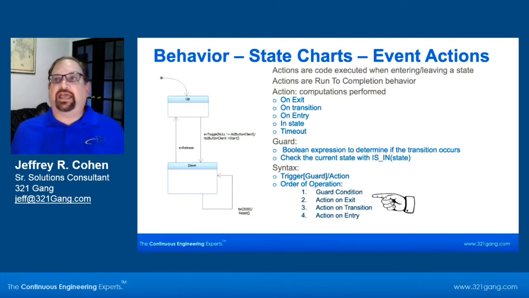You can check within Rhapsody if you're in a state. For example, if you have a more complex transition, and again, I'll show you a couple of these later, you can check to see what state something else is in using that is-in macro. And that can be used in a guard. As a matter of fact, it frequently is. But again, remember the order of operation. It's always guard, actions on exit, actions on transition, action on entry.